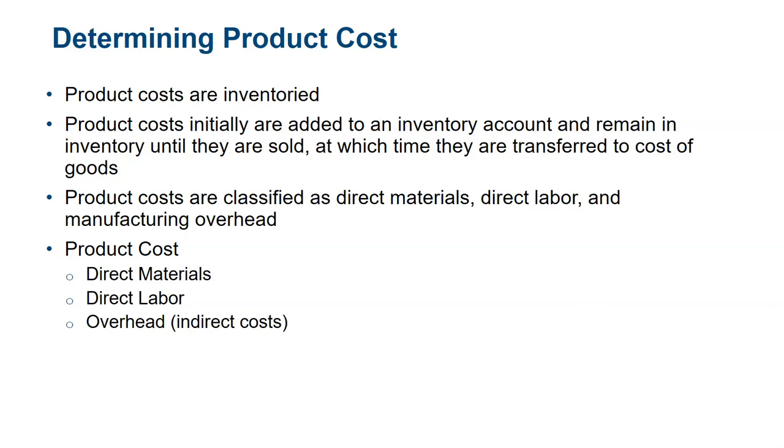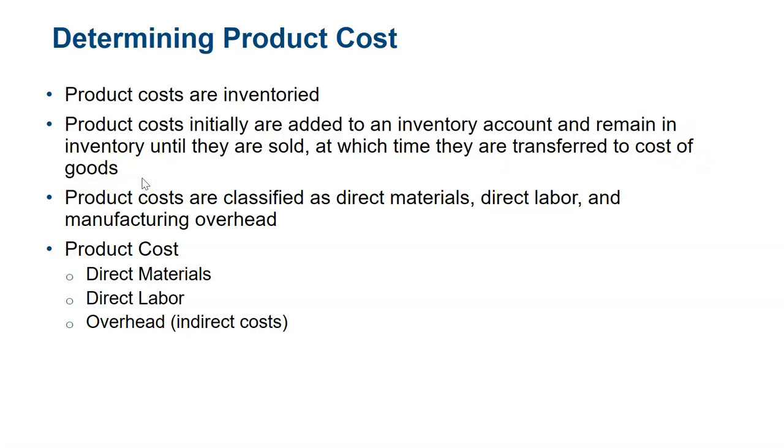We may also have, let's just say hypothetically, a separate building where we have all of our administrative services, and we're going to pay property taxes on that building as well. That is not a product cost. Okay? So it says product costs are initially added to an inventory account. That's what they mean right here by product costs are inventoried. And they're going to remain in inventory until the item is sold, at which time they are transferred to cost of goods sold.